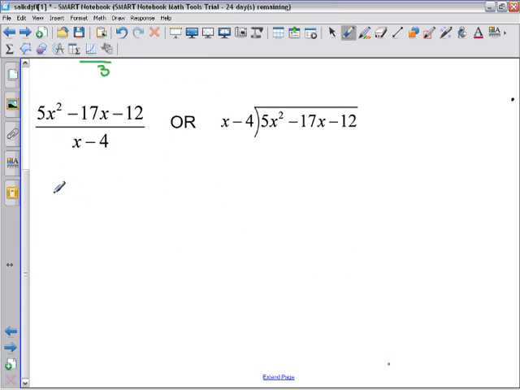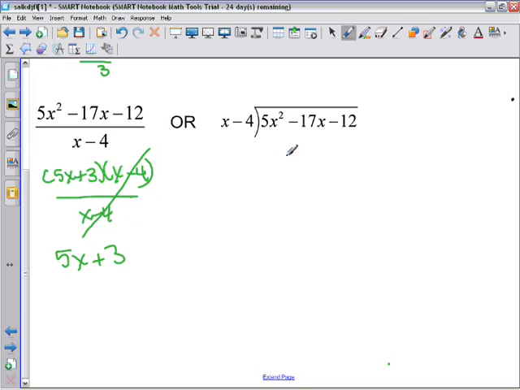As a fraction, you have to factor both the numerator and the denominator. When you factor the numerator, you get 5x plus 3 times the quantity of x minus 4, over x minus 4. You can simplify this fraction and cross out the x minus 4 and get 5x plus 3 as the answer. However, when you have very big polynomials, you cannot do it that easily, so you can do it by long division.